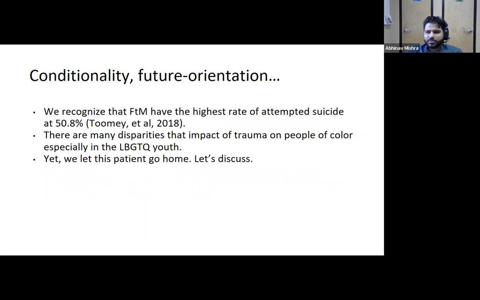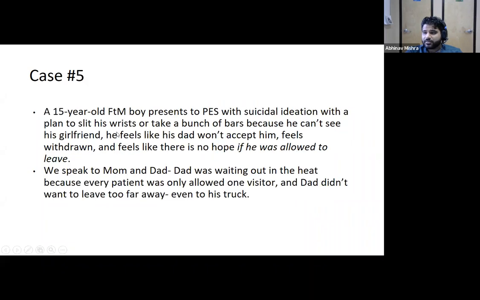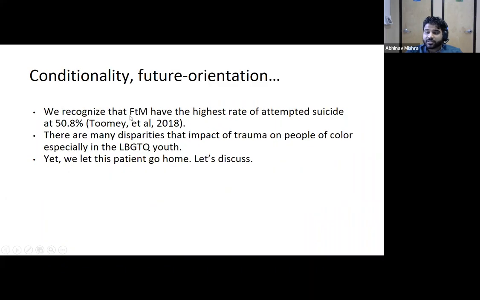And we recognized that, first of all, he was conditional. He had future orientation. And we wanted to recognize that trans youth, especially female to male, have the highest rate of attempted suicide. And specifically within the subset, 50.8% are for those who are female to male.